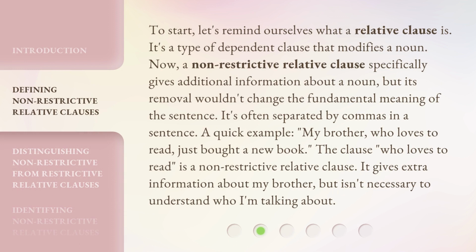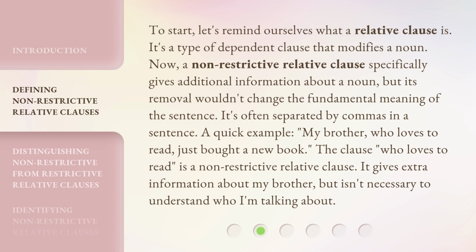To start, let's remind ourselves what a relative clause is. It's a type of dependent clause that modifies a noun. Now, a non-restrictive relative clause specifically gives additional information about a noun, but its removal wouldn't change the fundamental meaning of the sentence. It's often separated by commas in a sentence.